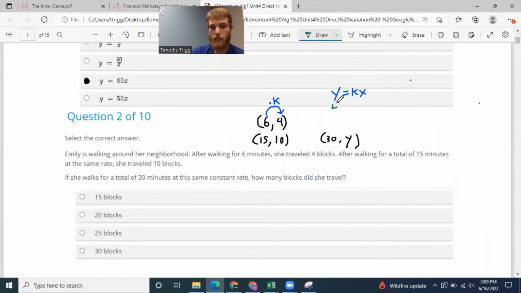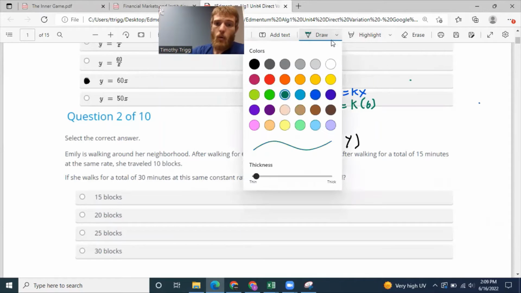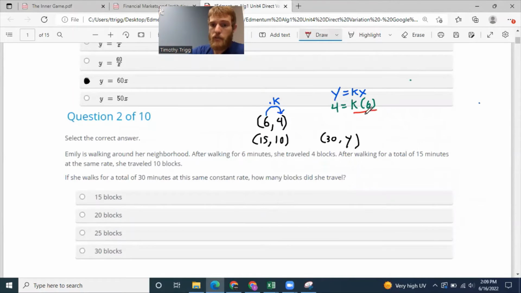So that's going to be 4 equals k times 6. Now, how would I solve for k in this case? Well, I hope you can see that I would divide both sides by 6 to go ahead and get k by itself. 4 over 6. You can reduce this fraction by dividing both top and bottom by 2, giving us 2/3 as a reduced fraction. And that's our value of k in this case.